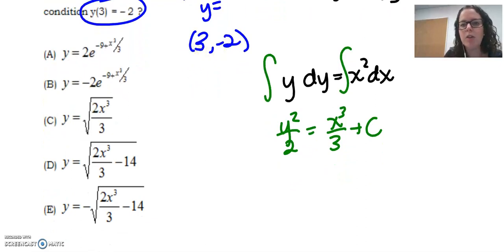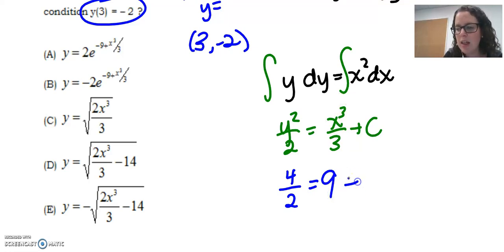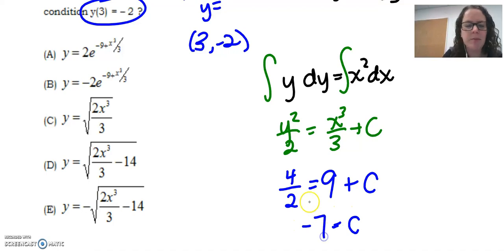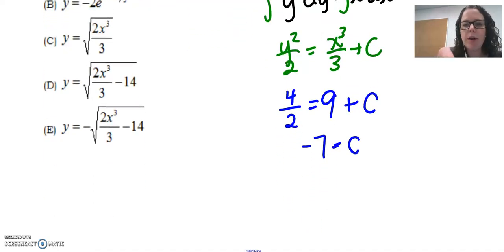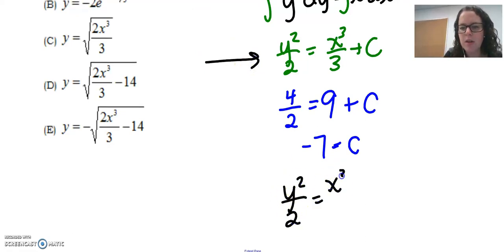So I'm going to use my initial condition, and I'm going to plug in negative 2 for y, so this will become 4 over 2 equals 27 over 3, which is 9, plus c, which means that c is equal to negative 7. So then I want to go back to that part where I took the antiderivative. This will become y squared over 2 equals x to the third over 3 minus 7. I was supposed to solve, though, for a particular solution, so I'm going to get y by itself.